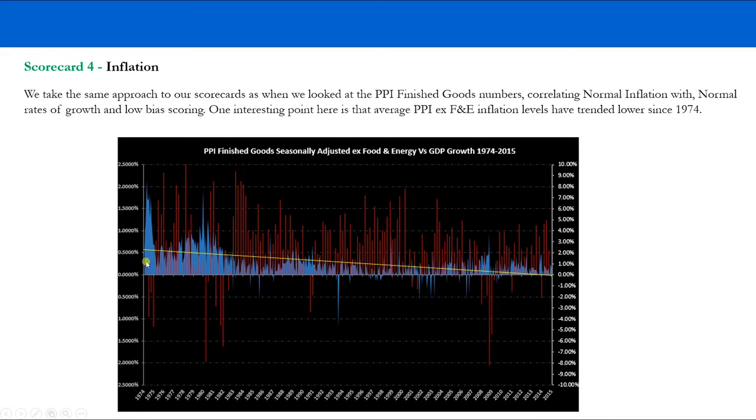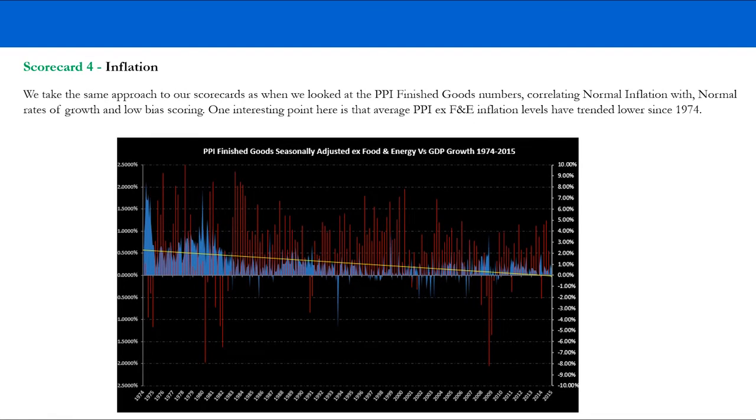Now, when we look at the chart here, and you can go into the spreadsheet and have a look at all the data behind this chart in your own time, we can see that since 1974, PPI ex food and energy, the average has been trending much lower. And we can see now that a 0% number is associated with 0% GDP, and our long-term average is dropping from around 0.5% down to basically almost zero. So we can see that around 0.25% of PPI ex food and energy over this entire data set is equivalent to around 1% of GDP. And we know that is around the bounds of normality. So this is how we start to, again, build our scorecards.